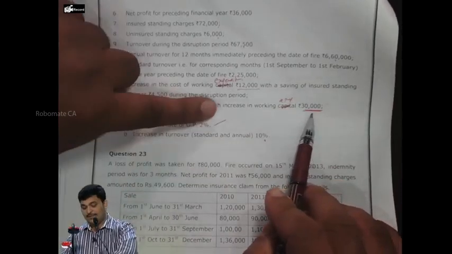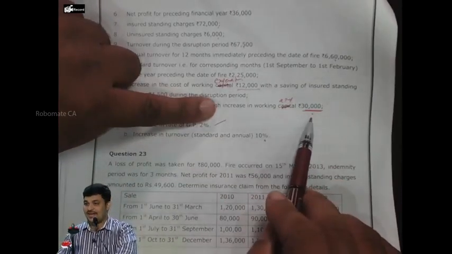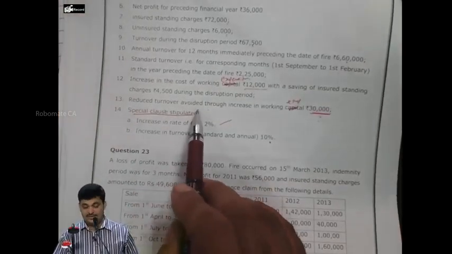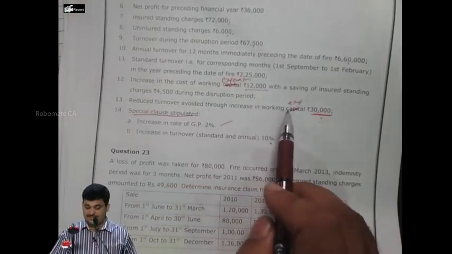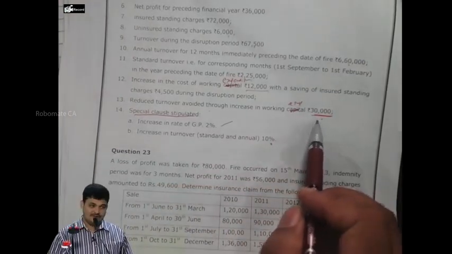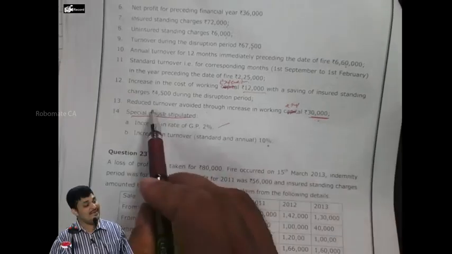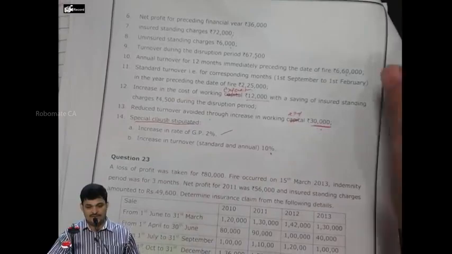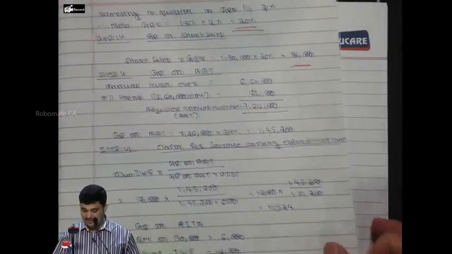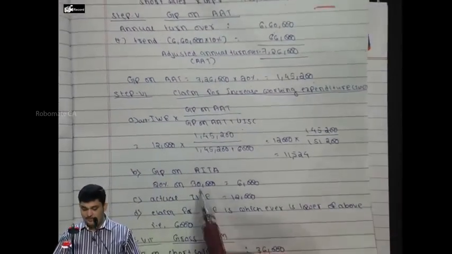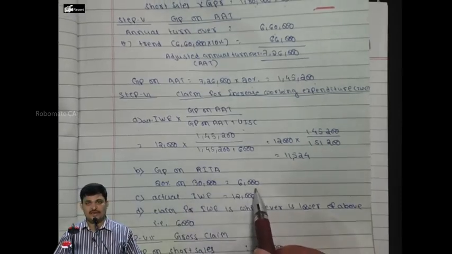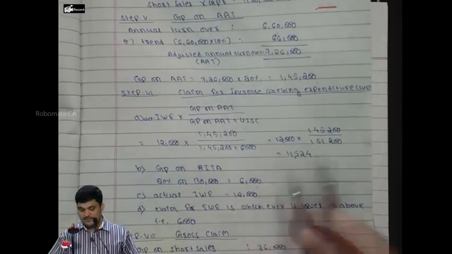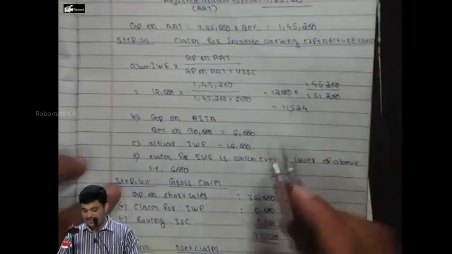If you see in isolated basis, then you will think it is expenditure. It is not like that. Read the statement properly. Reduction in turnover avoided through increase in working expenditure is rupees 30,000, which means they are telling about the RETA. Understood? This is what increased working expenditure, which is 12,000. So RETA is given in the question as 30,000. Into 20%, it is 6,000, and actual IWE is 12,000. So you take what? GP on RETA, which is 6,000 rupees.